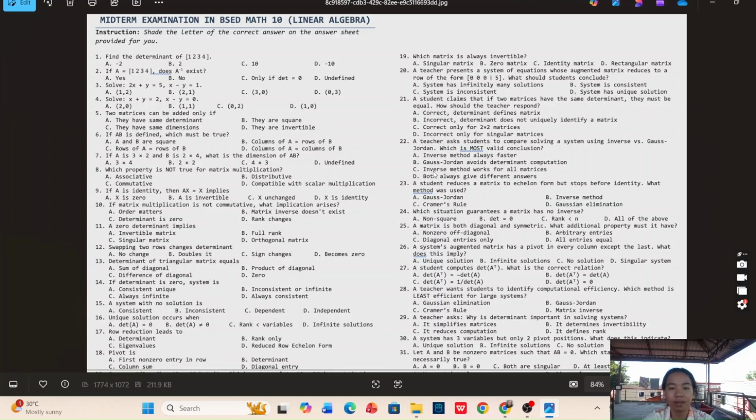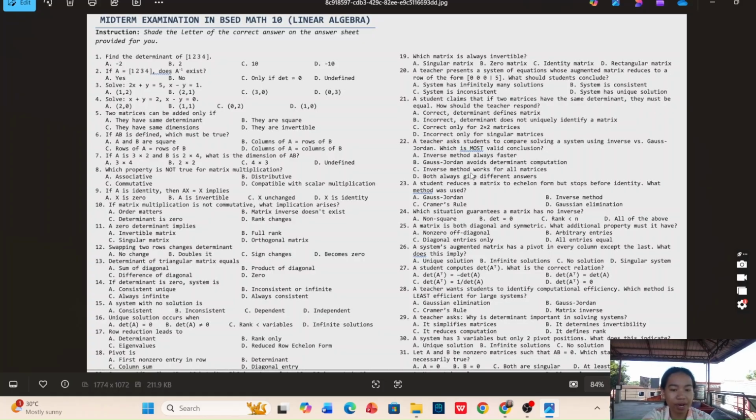Number 22. A teacher asks students to compare solving a system using inverse versus Gauss-Jordan. Which is the most valid conclusion? Among these choices, the correct answer is letter B. Gauss-Jordan avoids determinant computation. This is because, as I've said earlier, Gauss-Jordan avoids determinant computation by using row operations.